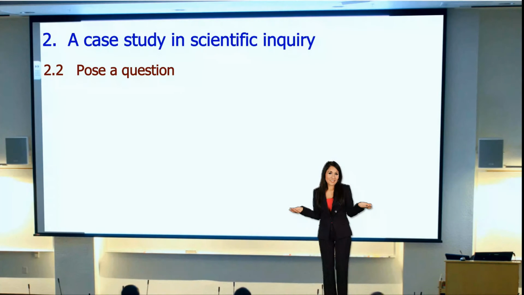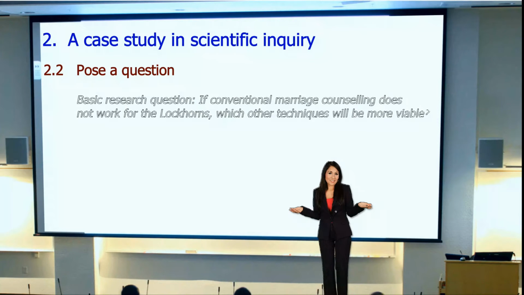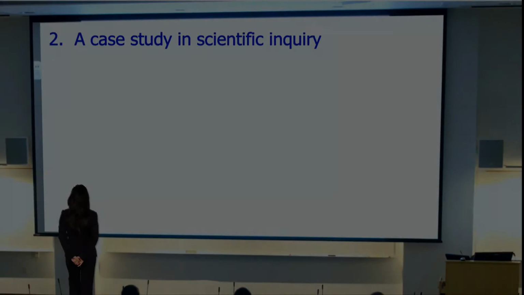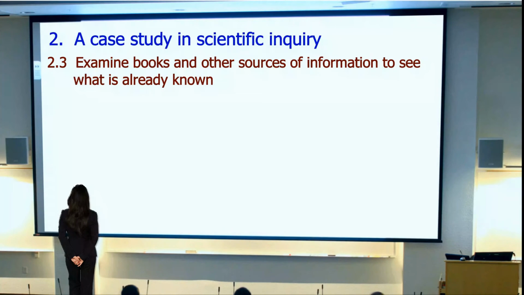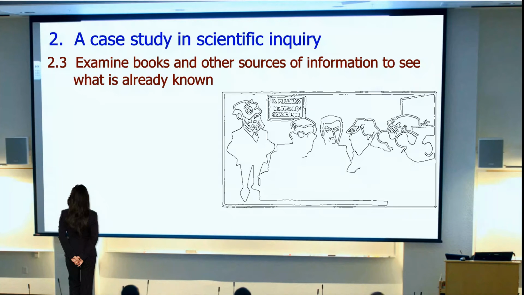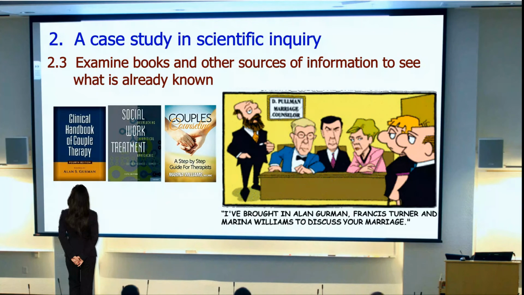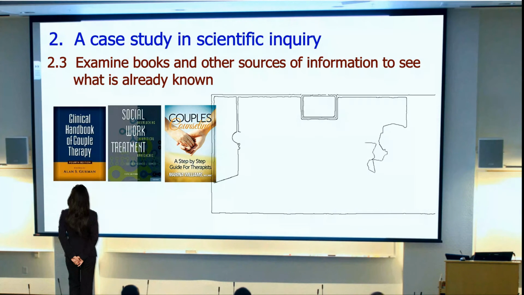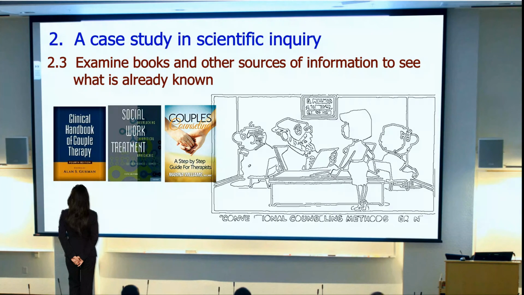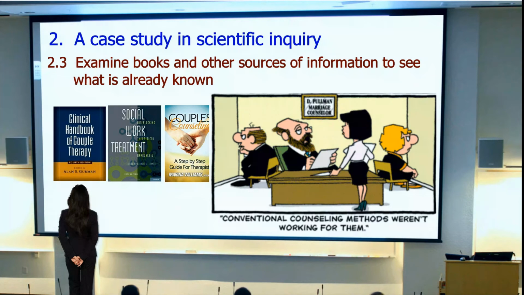Then Dr. Pullman posed the question, if conventional marriage counseling does not work for the Lockhorns, what other techniques will be more viable? The first thing Dr. Pullman did to find an answer, was to consult available experts and to read their books. Based on his findings, he tried a couple of unconventional techniques. But even these did not work.